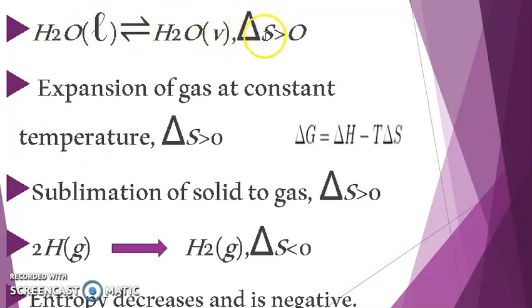So del S is greater than 0 here. Expansion of gas at constant temperature: entropy won't change, so it is greater than 0 only. So according to the reaction, del S is greater than 0. So Gibbs free energy for this reaction is equal to del H minus T del S. So entropy is del S, right?